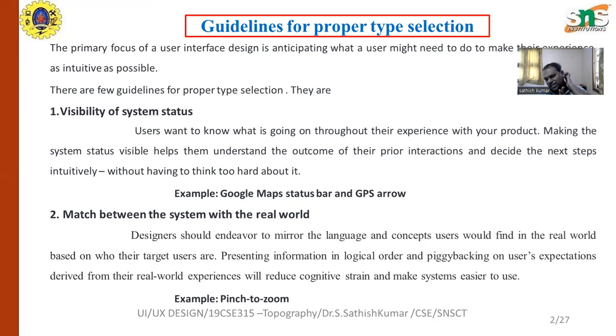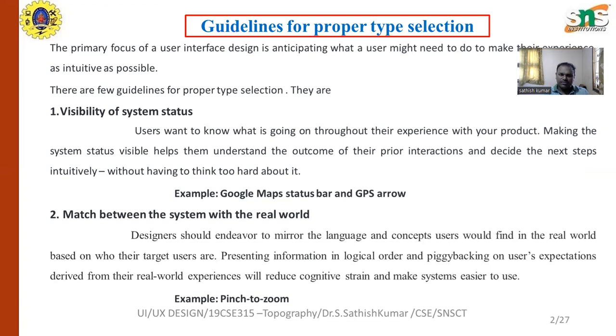So proper type selection is nothing but we have to select the proper web page which a user wants to know what is going on throughout their experience with your product. The user will be analyzing our web page. So making the system status visible helps them to understand the outcome of their prior interactions and decide the next steps intuitively. Okay, so here the best example is the Google Maps status bar and GPS arrow.